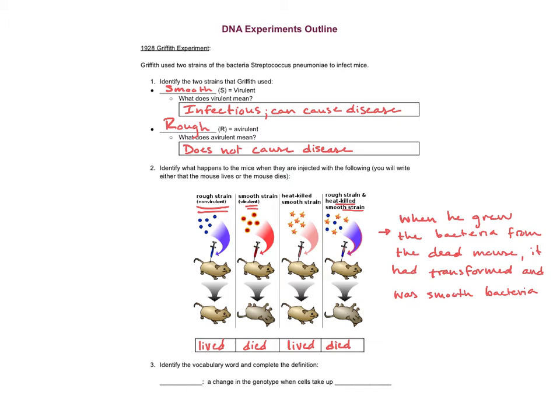So what happened is this process called transformation. And transformation is a change in the genotype or the genes when a cell takes up foreign DNA. So what had happened is that the DNA from the rough bacteria stayed in the rough bacteria, but there was DNA from the dead smooth bacteria that entered the rough bacteria cells, and that caused the rough bacteria cells that were alive to start producing the smooth bacteria characteristics because of the DNA that it took up. And so transformation can cause a change in one cell by taking up DNA from a different cell.